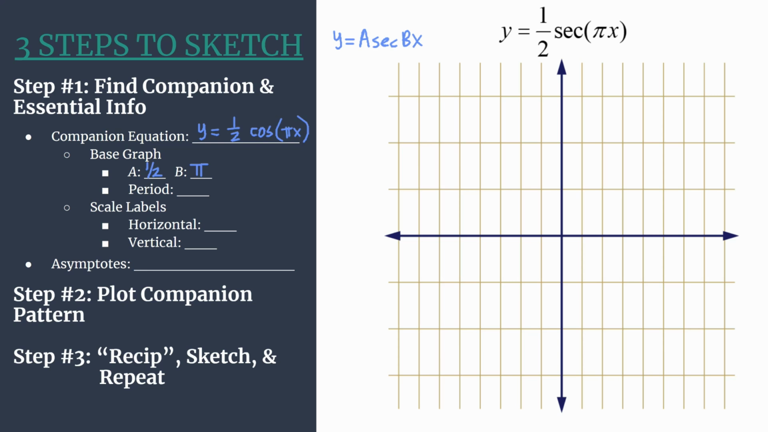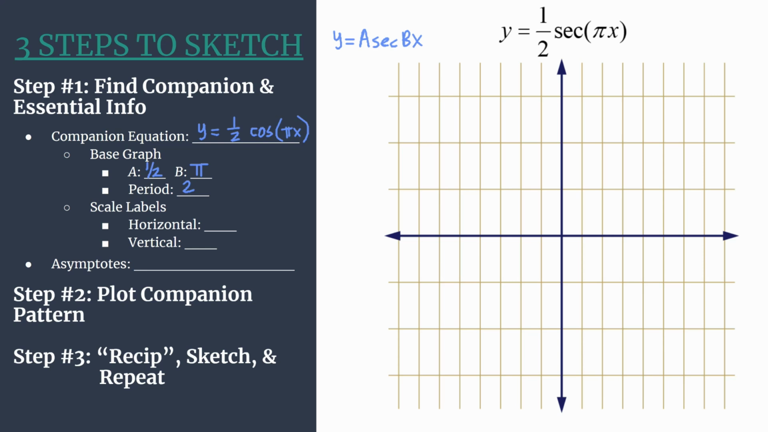And then it also helps us find the period. To do that, we calculate 2 pi divided by b. So 2 pi divided by pi is simply 2. So our horizontal length of a cycle is 2 units. And now that we know this basic information, we can choose how to label our axes. So we're choosing how to count our tick marks. And the horizontal axis is the one you want to pay closest attention to.